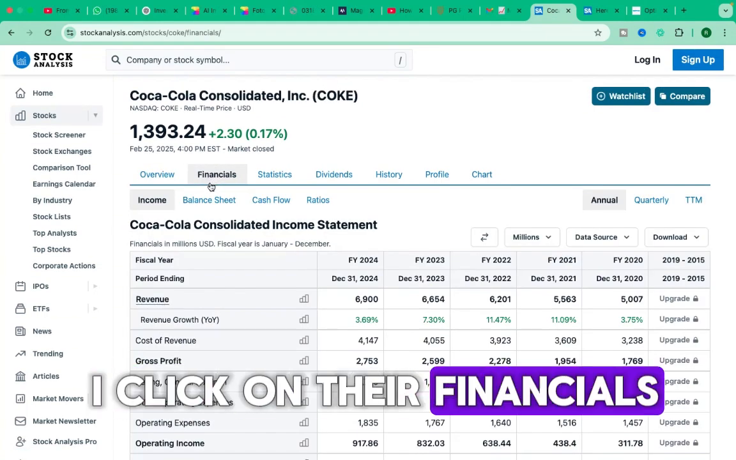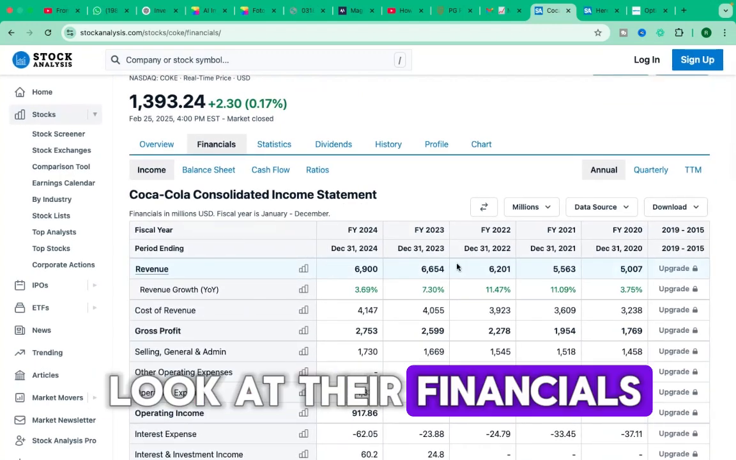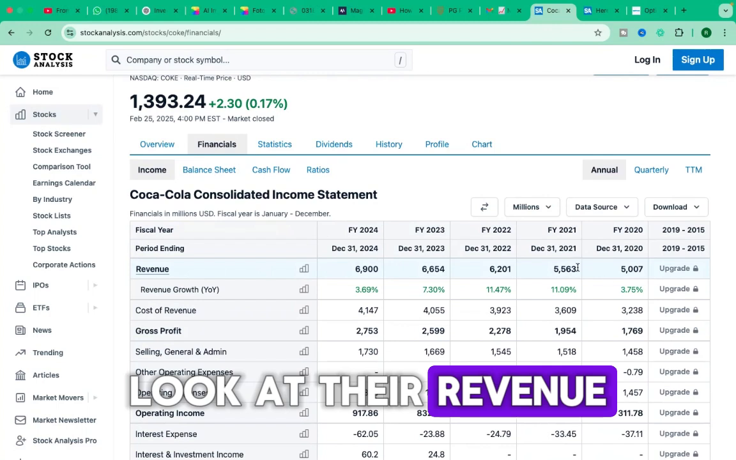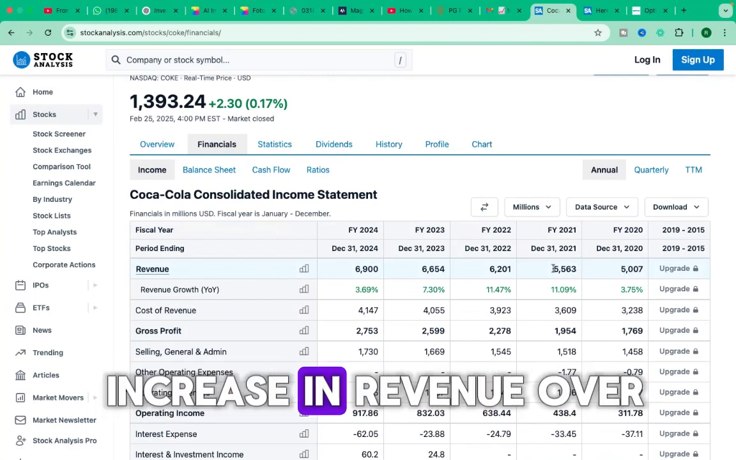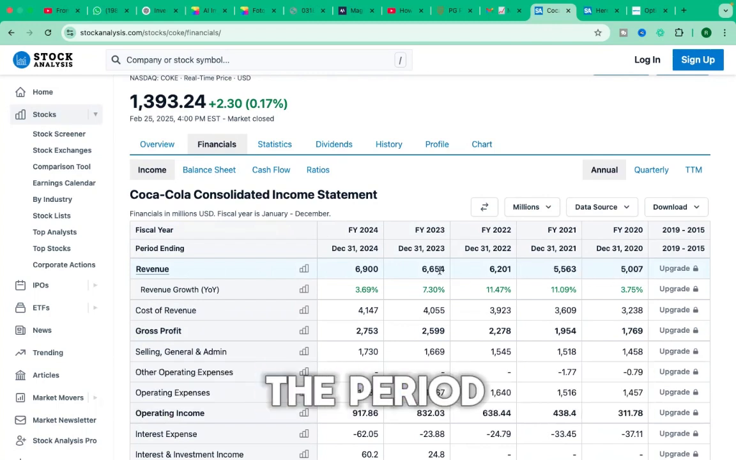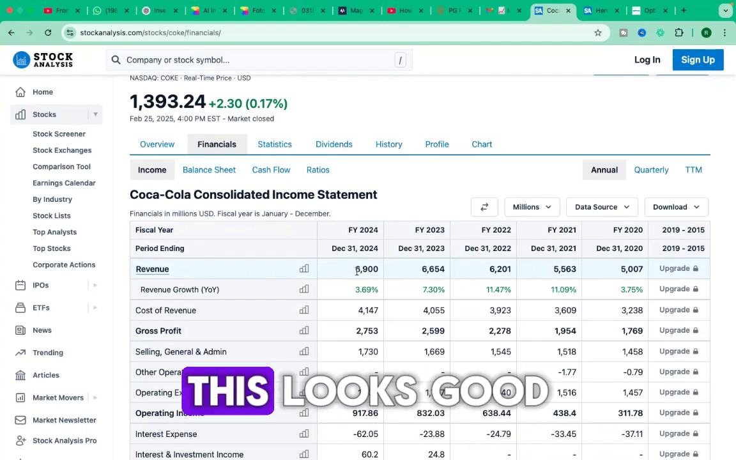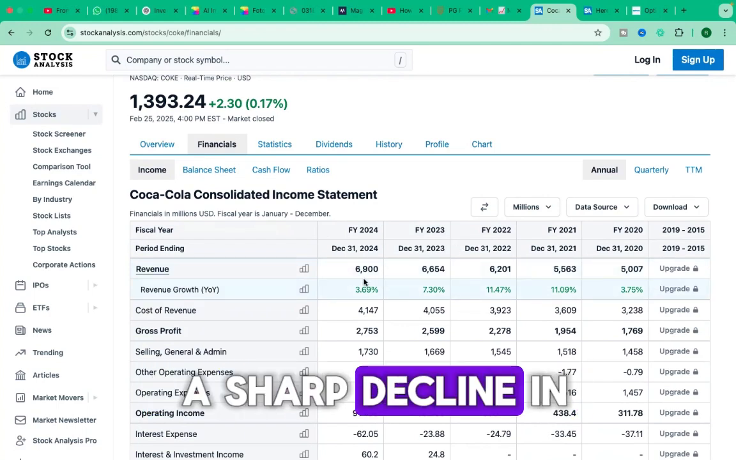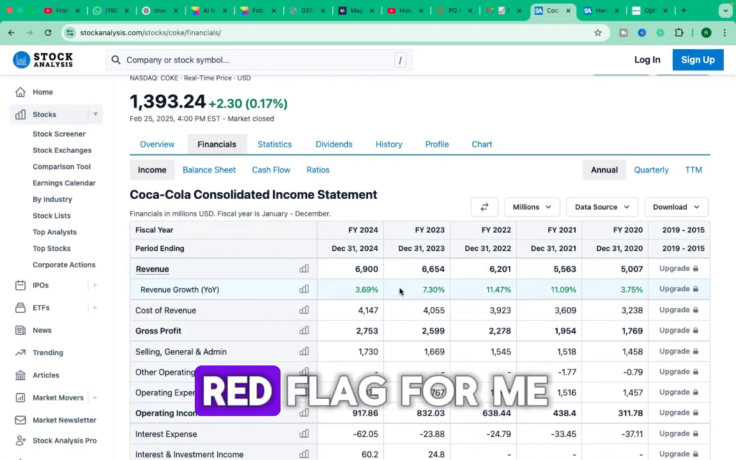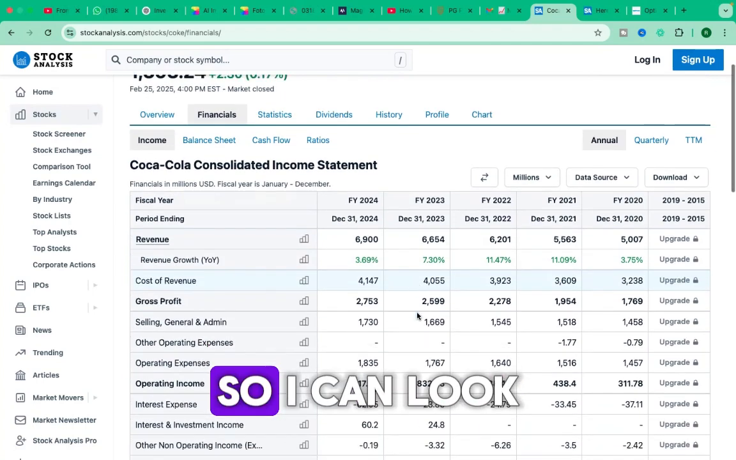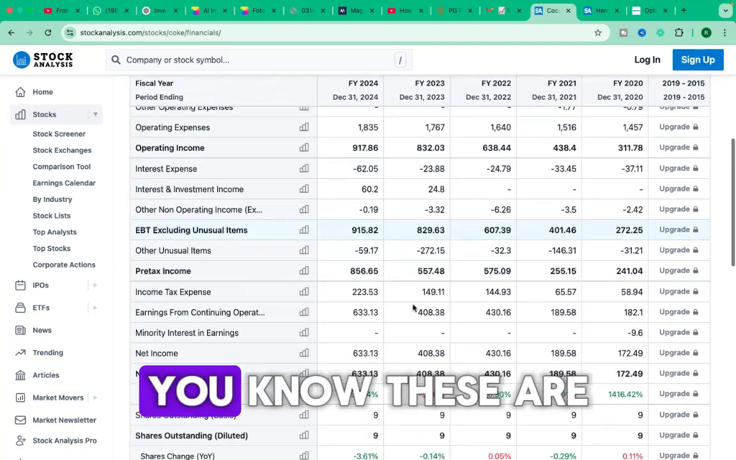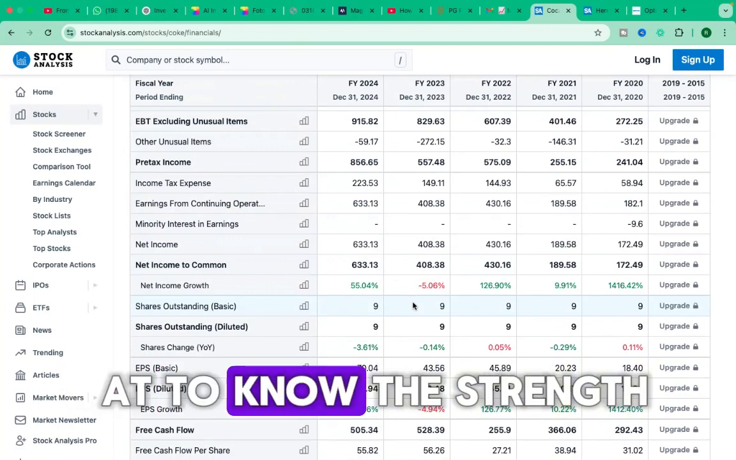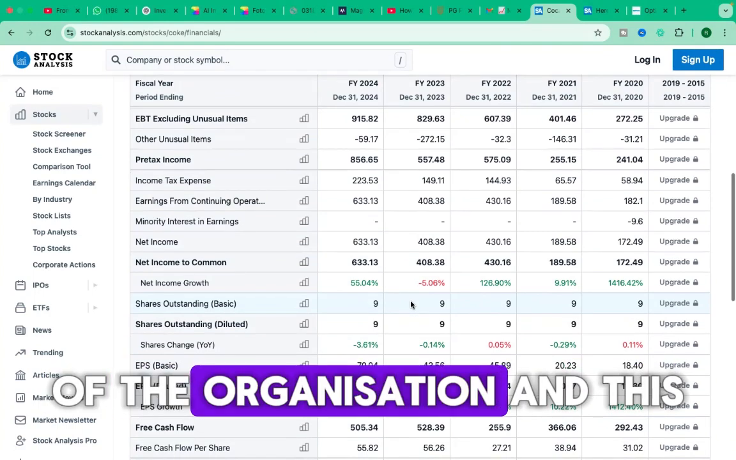If I click on their financials, I can look at them and I will see, okay, from 2020, look at their revenue. There has been an increase in revenue over the period. Wow, okay, this looks good. Where I see a sharp decline in their revenue, that could be a red flag for me. So I can look at that a lot. These are the things that the accountants will look at to know the strength of the organization.